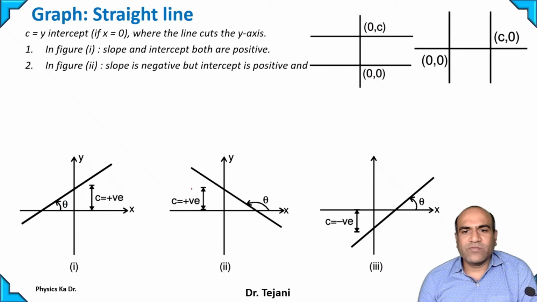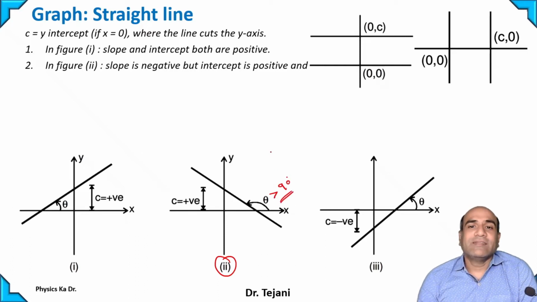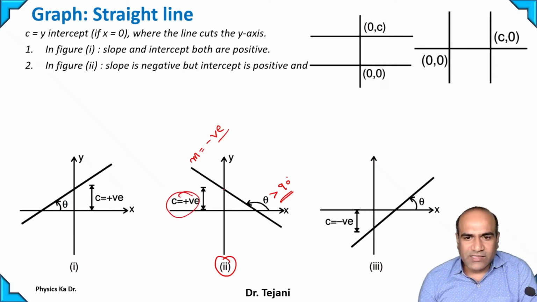Then the next figure, figure number two, is here. What about theta? Theta is greater than 90 degrees. It is clearly visible. That means slope is negative, m is a negative value. C, it cuts above the x-axis, right? That means it's positive. C is positive.